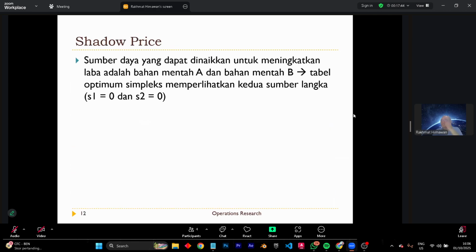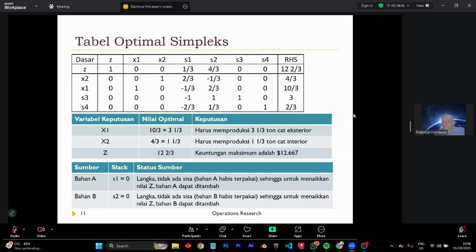So here, what if I add more? Because we know that S1 and S2 are 0, so there is no more left. What if I add more? So what will be affected? How much revenue can be increased by adding? Actually, from this simplex table, we can already see how much increase of the z if we add more.